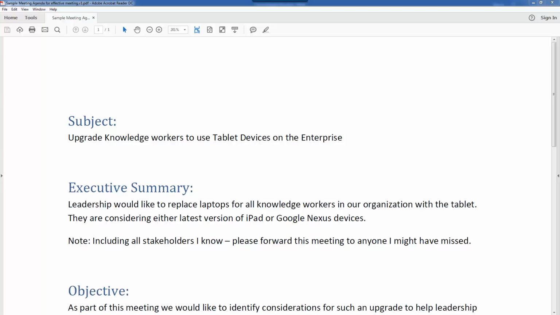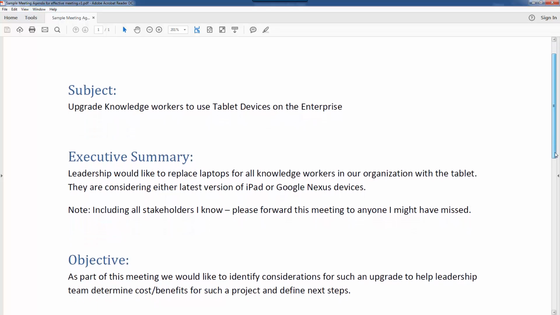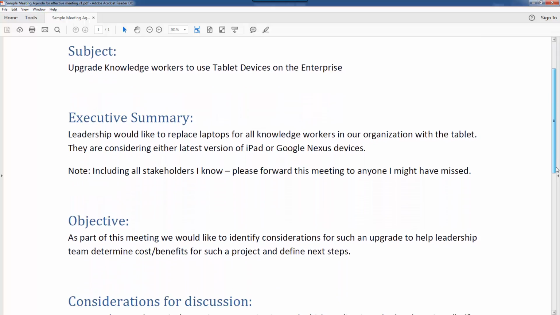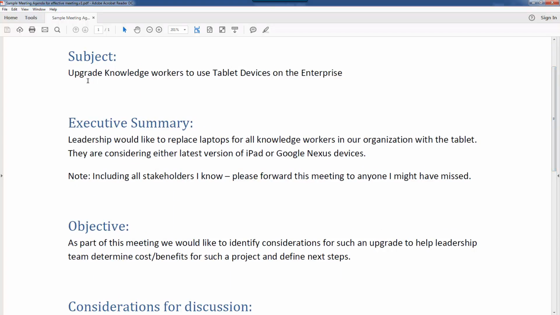Let's review a sample meeting invitation to see how it might be effective and how it might help you facilitate an effective meeting. The subject of this meeting, which you see in the attached PDF file in the course materials, is upgrading knowledge workers to use tablet devices in the enterprise. The key is that this subject tells exactly what this upcoming meeting is all about.